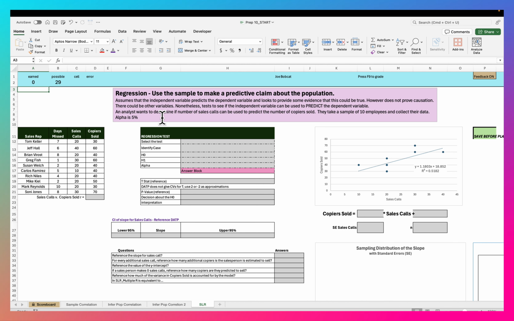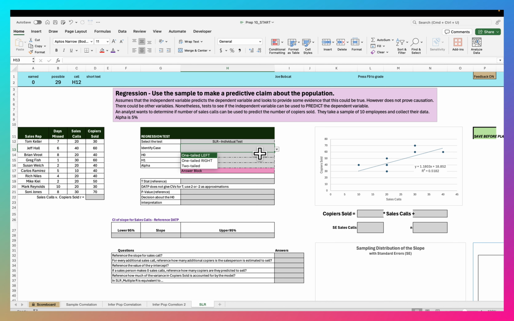So an analyst wants to determine if the number of sales calls can be used to predict the number of copiers sold. They take a sample of 10 employees and collect their data. Alpha is 5%. So notice, same data set, right? But this time we're doing something different with it. So select the test: it is going to be SLR, simple linear regression, the individual test. There's also a global test, which you would use in multiple regression, but since we're not doing that, we're jumping right to the individual test.